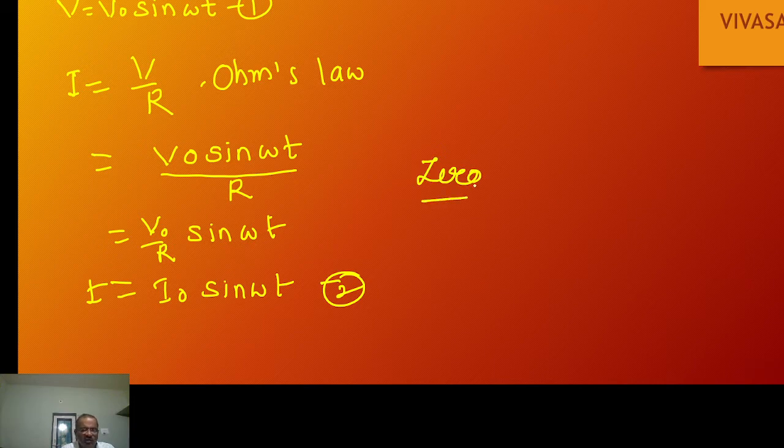The difference is 0, or you can say they are in phase now. That means what is the inference here? In an AC circuit consisting of pure resistance, the current and voltage both are in phase now. There is no phase difference. You draw the phasor diagram for this one.